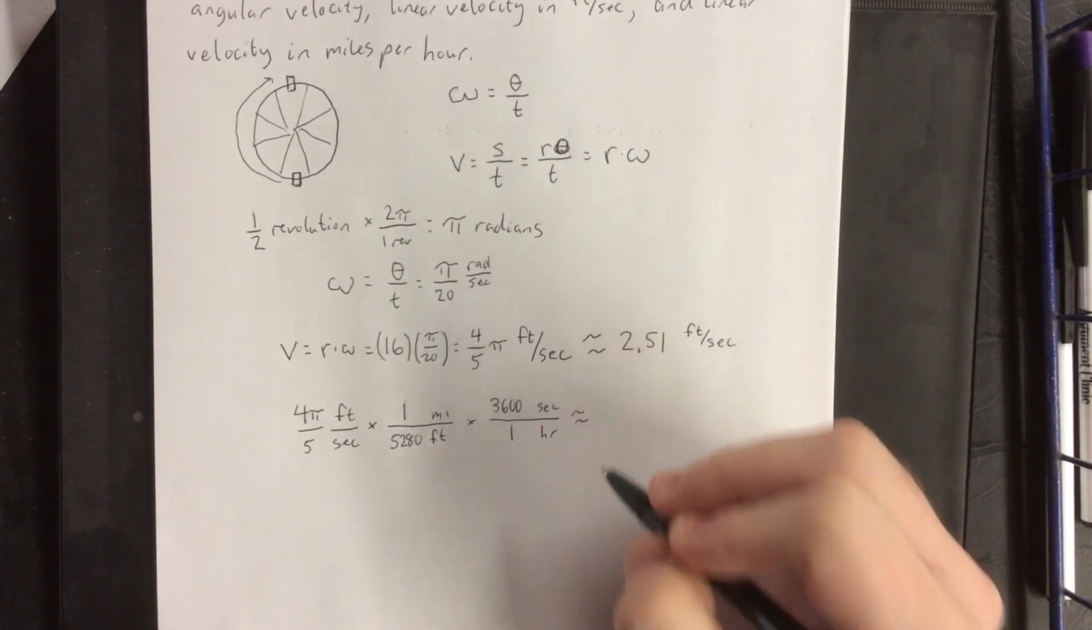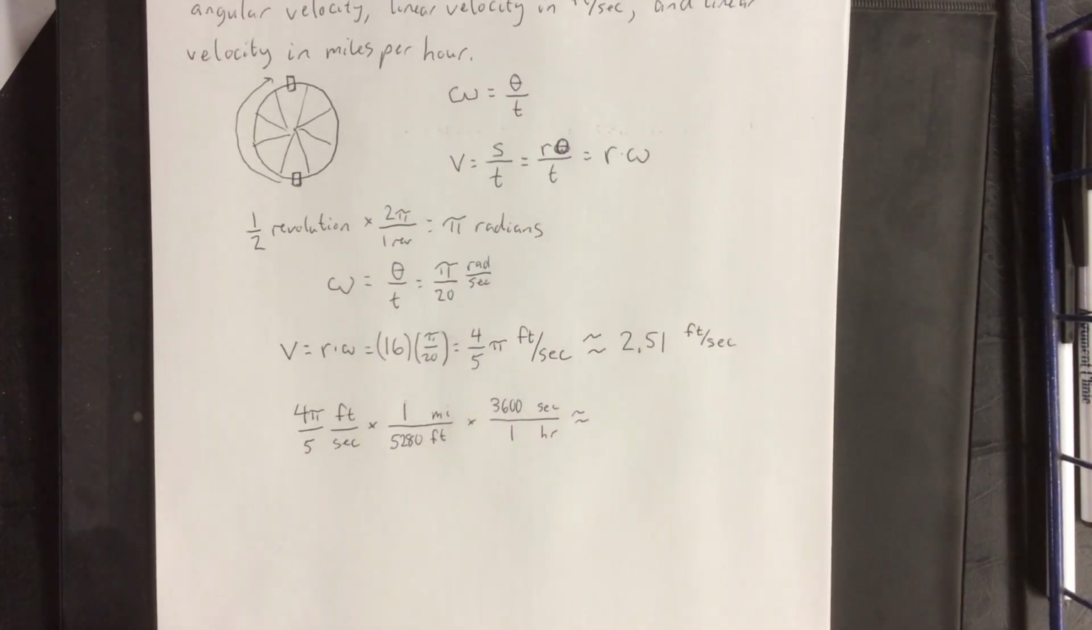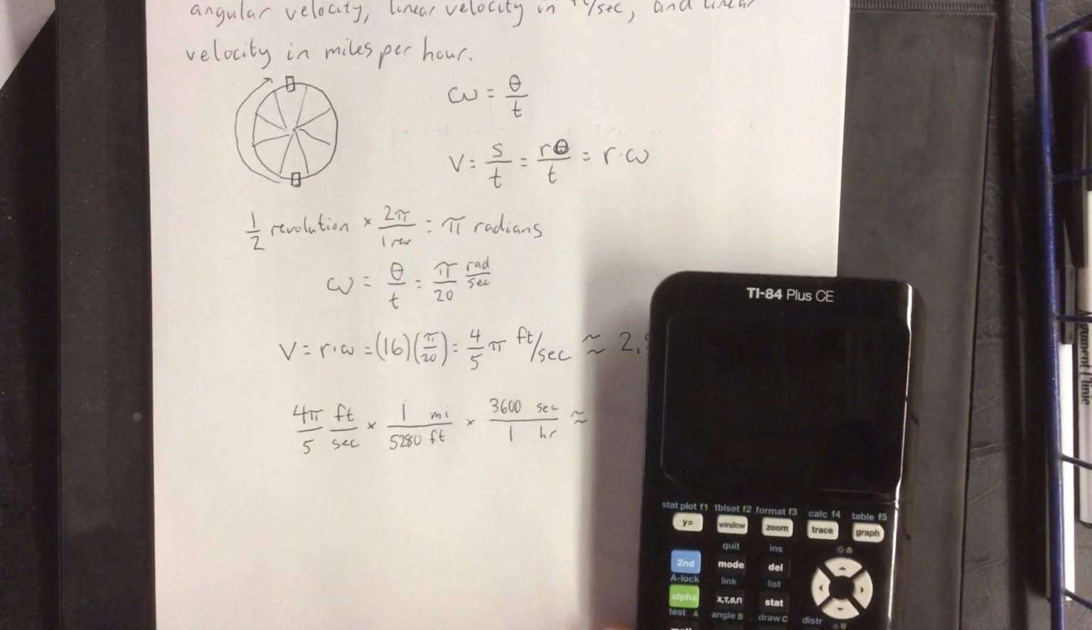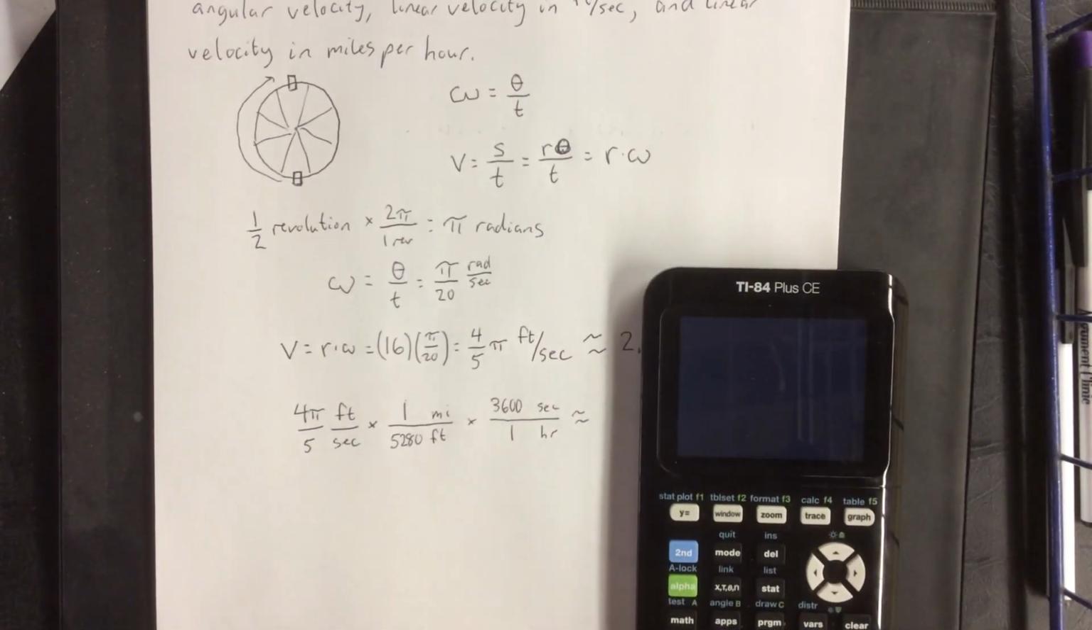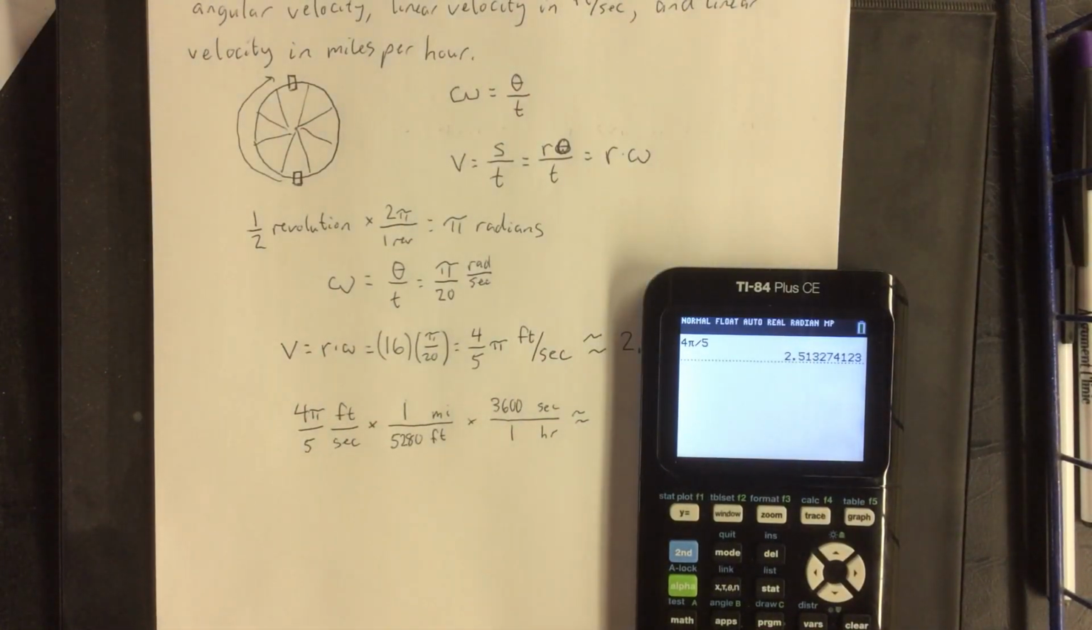So what we're going to do is toss this whole thing into the graphing calculator, and we're going to see what this would be in terms of miles per hour so that we can relate it to how quickly we might be, say, driving a car. So 4 pi over 5, we're going to divide by 5280, then we're going to multiply by 3600. It looks like we are going under 2 miles an hour.